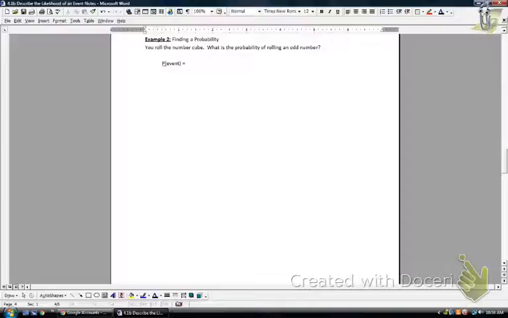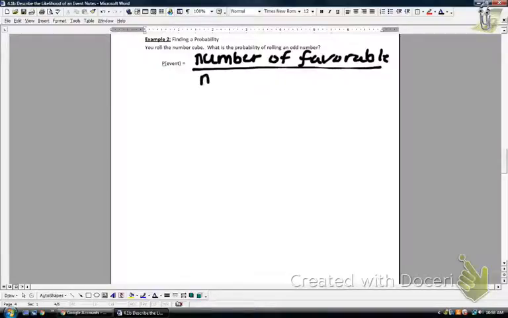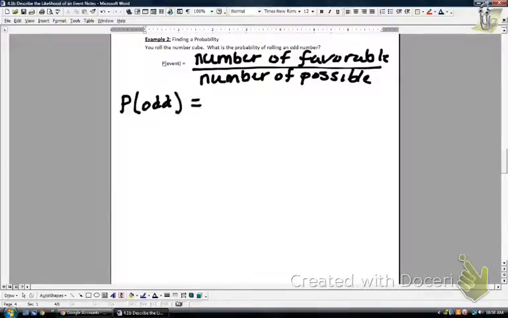All right, so the probability of an event happening is a ratio, number of favorable outcomes to the number of possible outcomes. So that's my generic formula. So let's look at it in relation to this problem. I want to know the probability of rolling an odd number. My odd numbers on a number cube would be 1, 3, and 5.